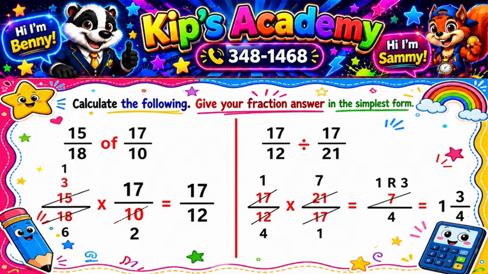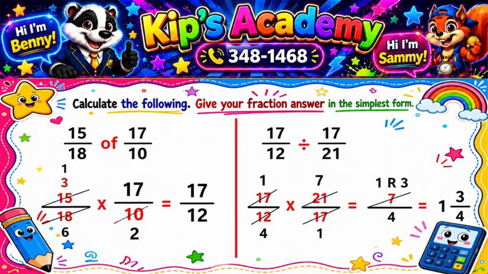First, we have 15 over 18 of 17 over 10. Remember, the word of means multiply. Before multiplying, we can simplify. Divide 15 and 10 by 5 to get 3 and 2. Next, divide 3 and 18 by 3 to get 1 and 6. Now multiply straight across. 1 times 17 equals 17, and 6 times 2 equals 12. Our answer is 17 over 12.